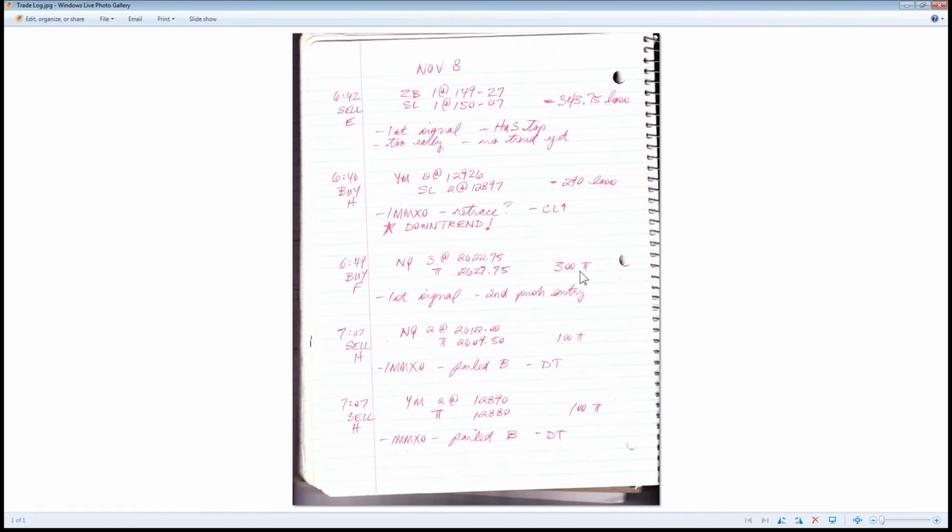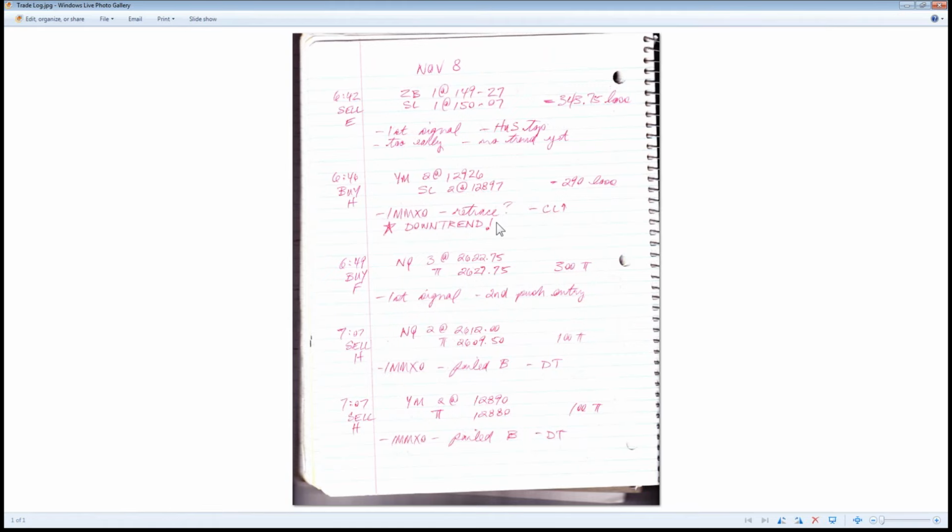6:49, I bought the Falcon on the NASDAQ, 3 contracts, I made a $300 profit. It was the first signal off of the second push entry. So you see, this is how you start to develop these types of things. This is how you get confidence in the signals. 7:07, I sold the Hawk, the NASDAQ, 2 contracts, I made a $100 profit. It was the first micro macro cross off of a failed buy in a downtrend. At the same time, I also sold 2 contracts on the YM, also with a $100 profit. Also, first micro macro cross failed by downtrend.